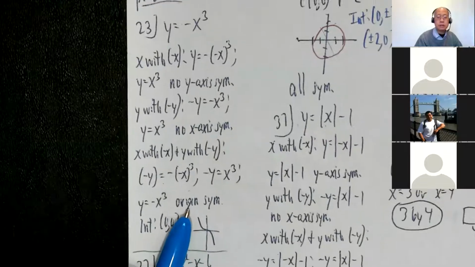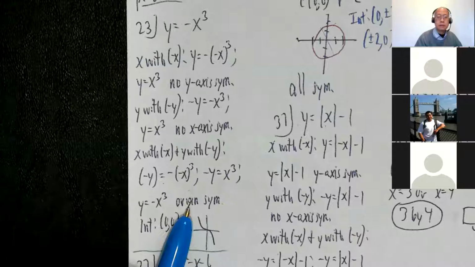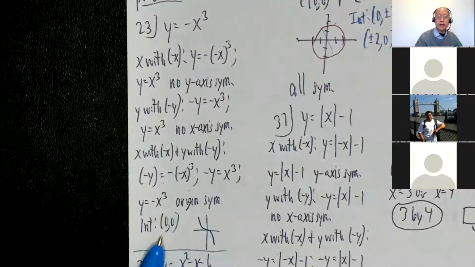Yes, question. Really quick, for numbers like 23, if they were to ask for the x and y intercept, you do write down (0, 0), right? Yeah, for both of them. Both of them, okay. Yeah.